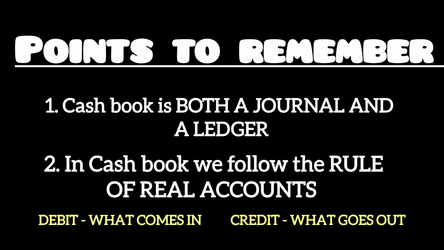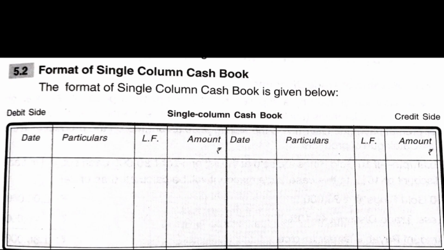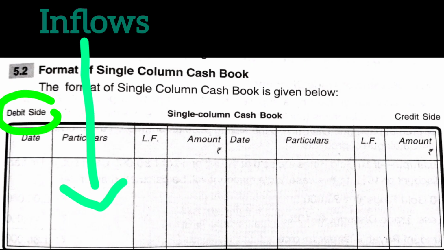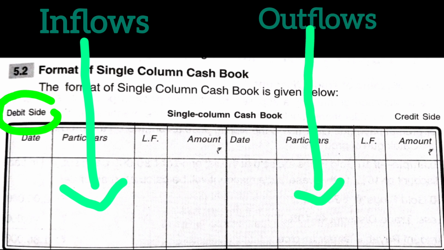So whatever inflows there are in the business, we write it in the debit column of the cash book. All the inflows are recorded on the left hand side of the cash book, that is the debit side, and all the payment items, all the outflows of cash, all the cash which goes out from the business, are recorded on the credit side of the cash book, that is the right hand side. So we always follow the rule of real accounts.